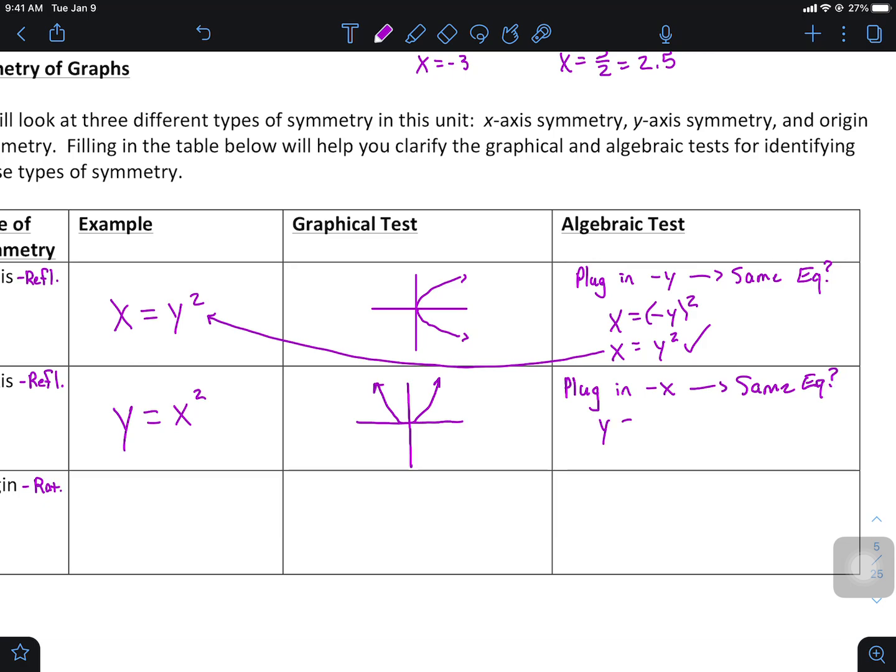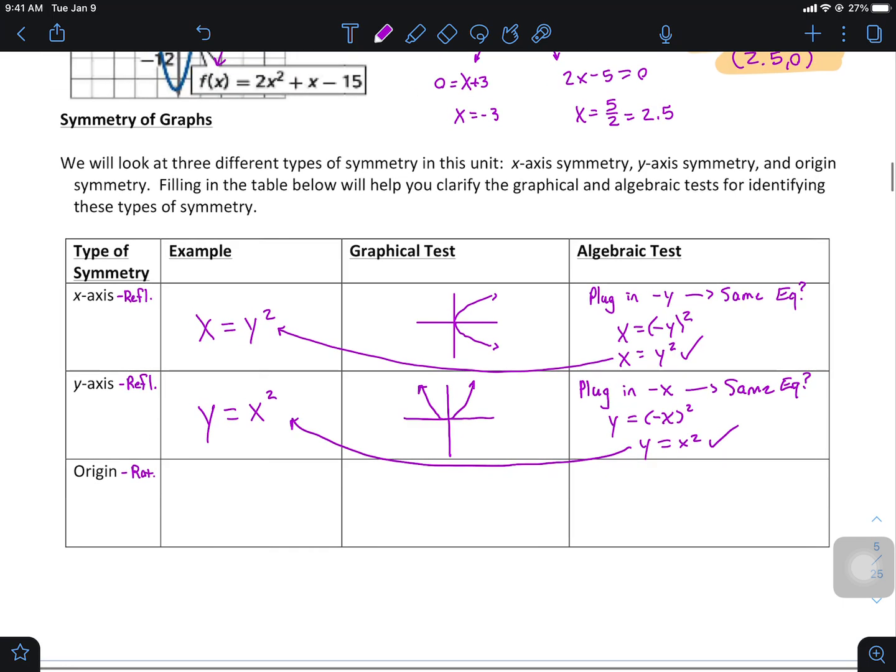Okay, so let's try it out. y equals negative x squared, and that does come out to y equals x squared again. Since that comes out to the same thing, we just verified that y equals x squared does have y-axis symmetry.